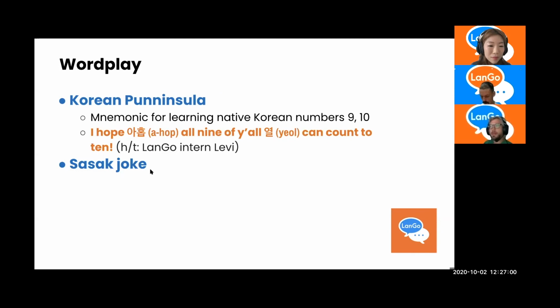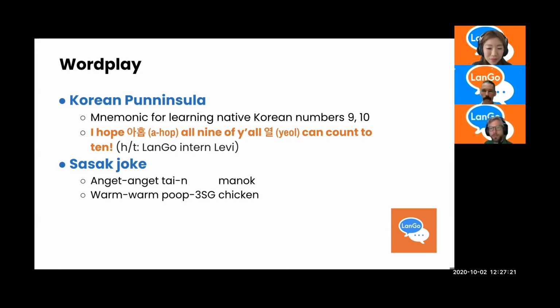So my good friend and professional linguist, native speaker of Sasak, told me a little idiom in Sasak, which is angit angit tayan manok, right? Angit angit is a reduplication of warm. And tai is the word for feces in most Austronesian languages. You might not know tayan is a suffixed word, but it is, and that's the third singular possessive form. And then manok is chicken.